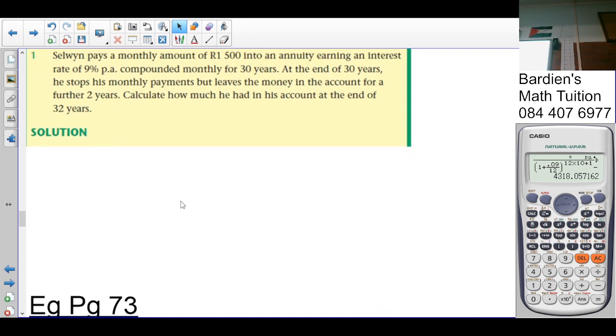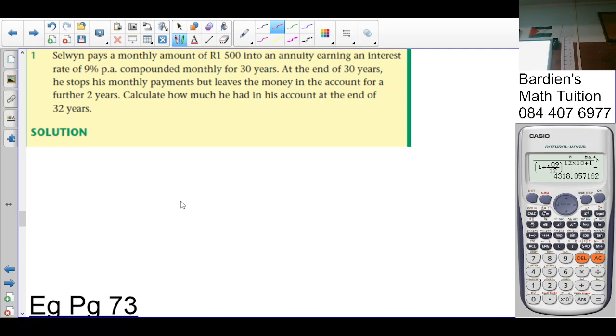Little Selwyn pays a monthly payment of 1,500 rand. So what does that 1,500 represent? X. Into annuity, so it's an investment, earning an interest rate of 9% compounded monthly. Is the investment regularity in line with the compounding? Yes. It's a monthly investment and a monthly compounding, so that is in order. For 30 years, so n is 30. At the end of 30 years, he stops his monthly payment but leaves the money in the account for a further 2 years. So it's going to draw interest for another 2 years. Calculate how much money he has in the account at the end of 32 years.